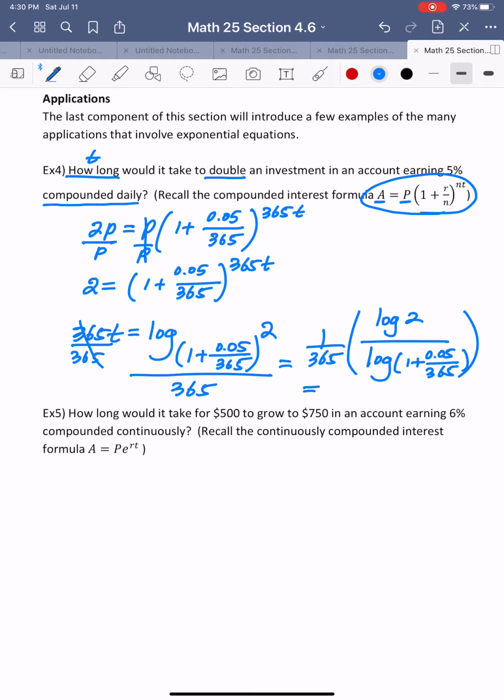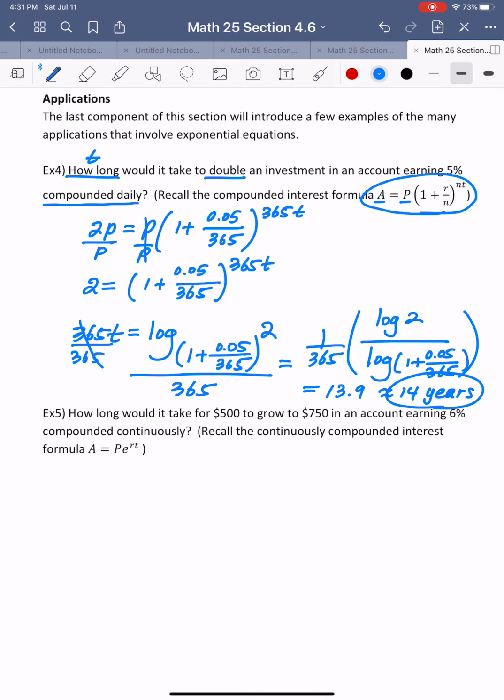And then oh my goodness, this cannot be a possible answer. Okay, hold on, let me try it again. So 1 over 365 multiplied by log of 2 divided by log of 1 plus 0.05 divided by 365. Yes, that's better. So I got 13.9, which is about 14 years.